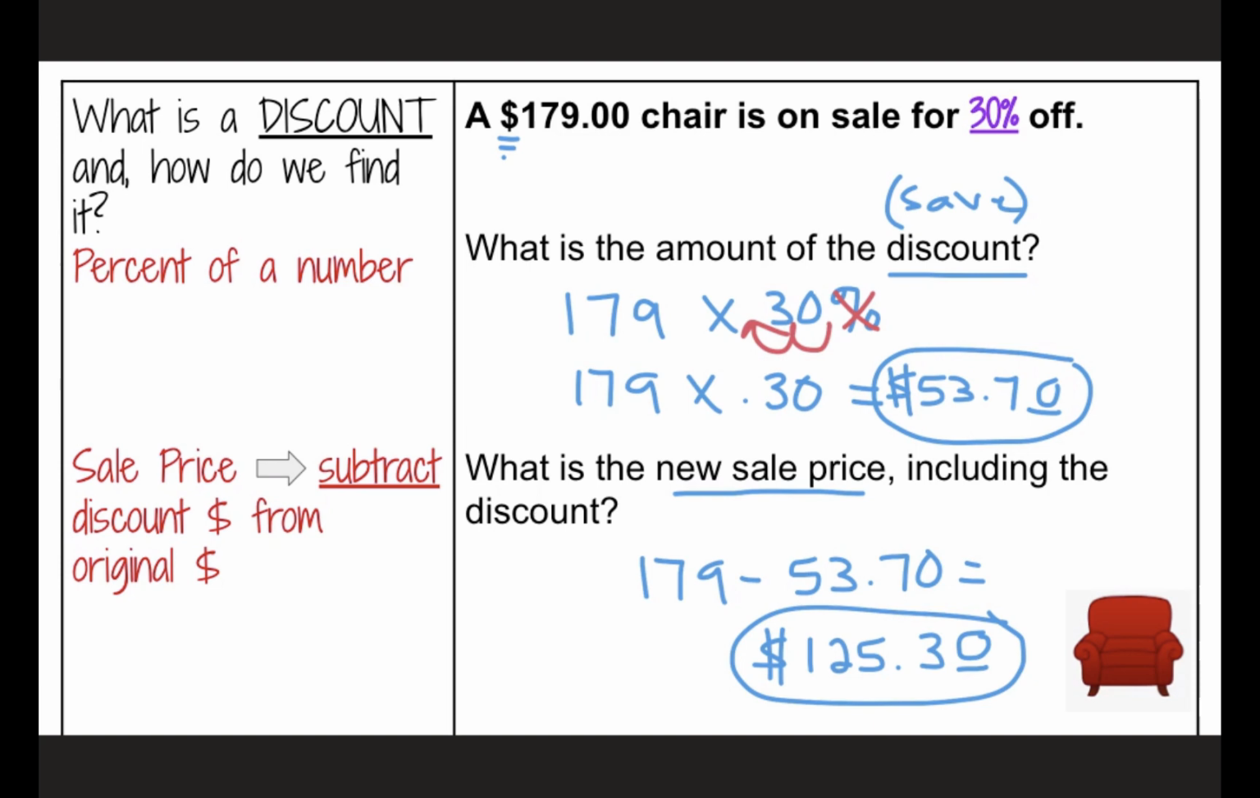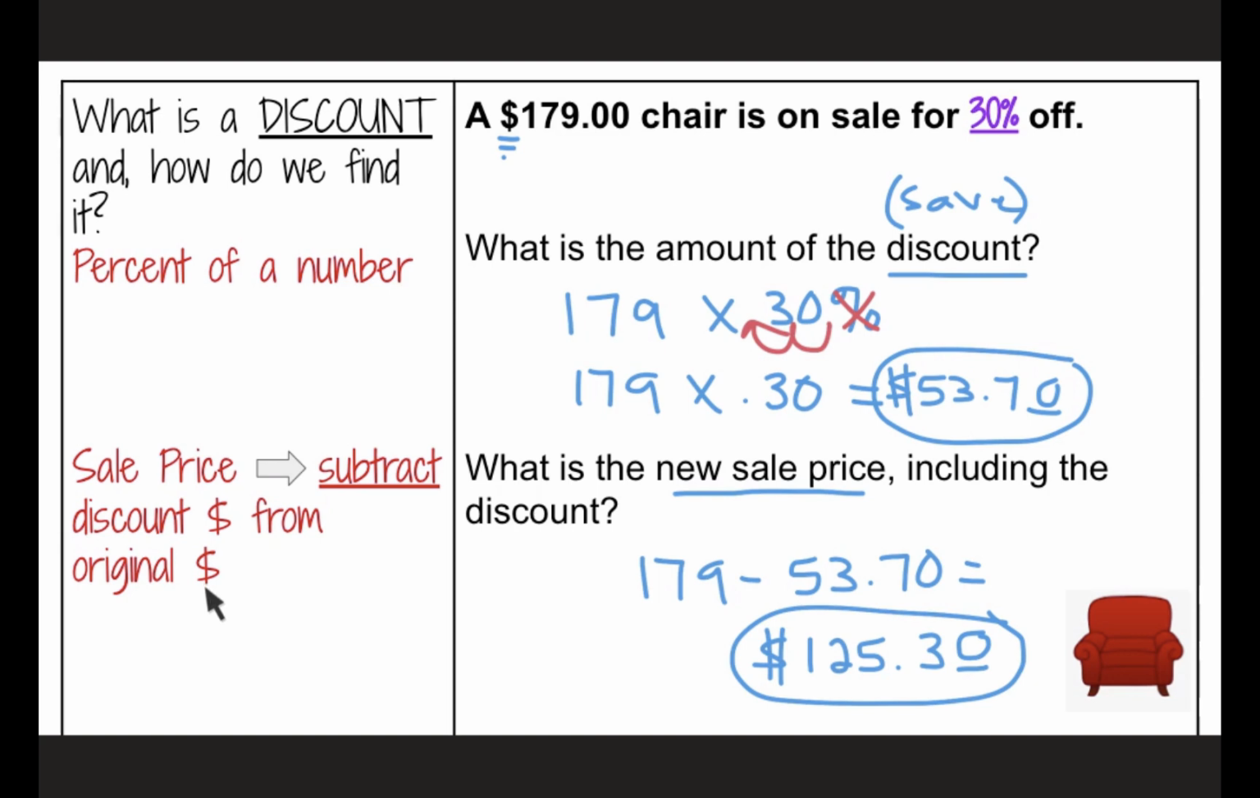Over on the left-hand side of your notes, go ahead and write what is in red. When we are calculating a discount, if it's given in a percentage form and not an actual amount form, we're going to find the discount by taking the percent of a number, finding the part. Then also, when we have to calculate sale price, that means we're going to subtract the discount amount from the original amount. Fill in those 2 pieces in red on the left-hand side of your notes.